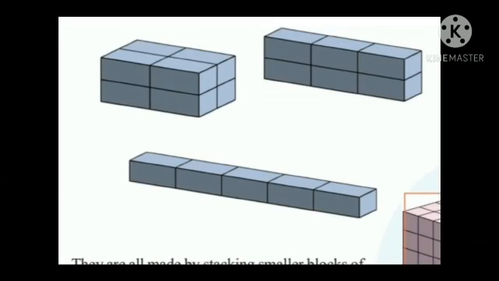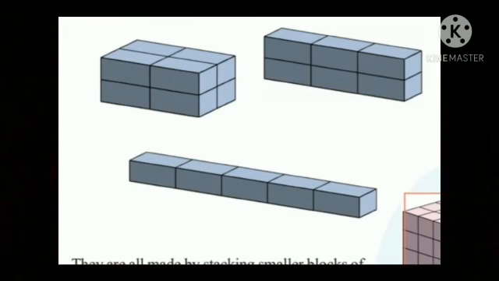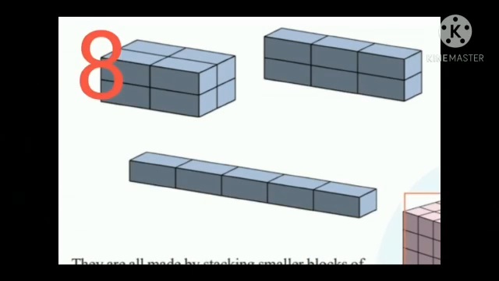Look at this picture. There are rectangular blocks here. They are all made by stacking smaller blocks of the same size. Then which of them is the largest? Here we need to count the little blocks in each picture. Let's consider the first picture. There are 1, 2, 3, 4 on the bottom, and the same in the upper also. So 4 plus 4, 8 rectangular blocks are there.